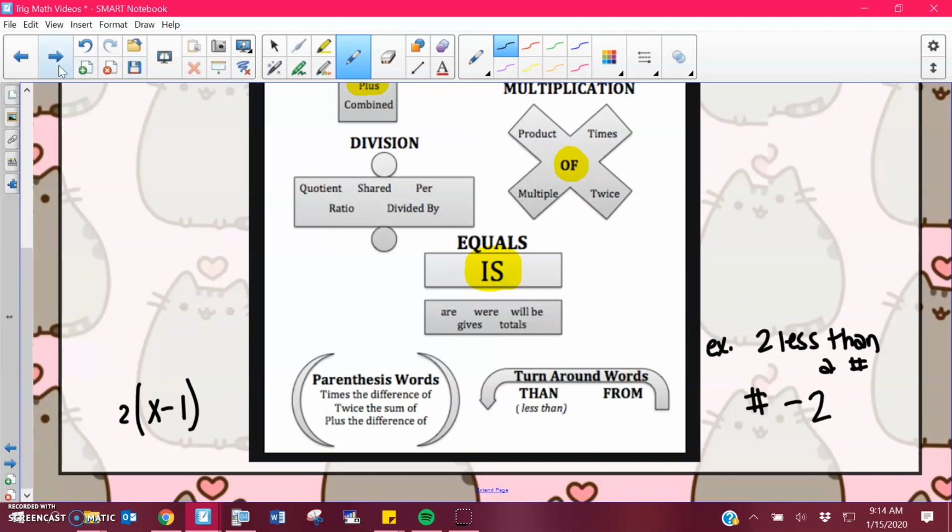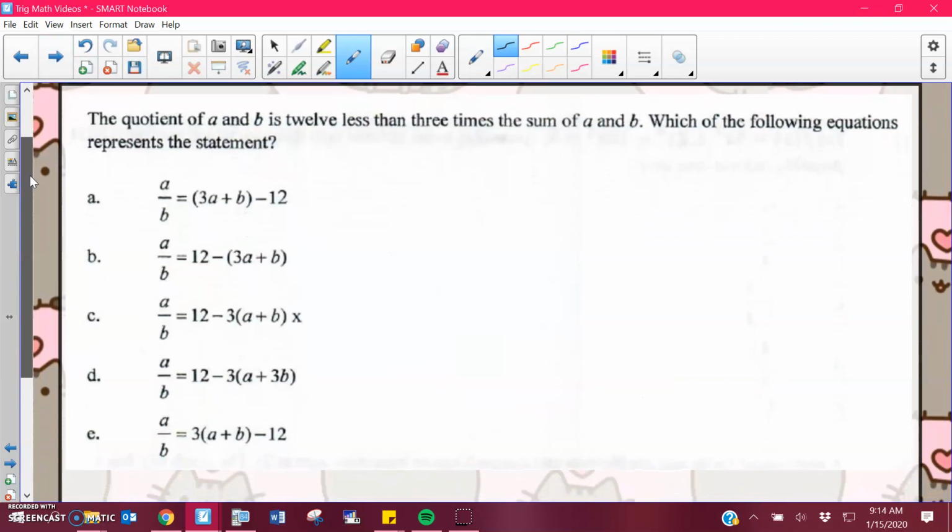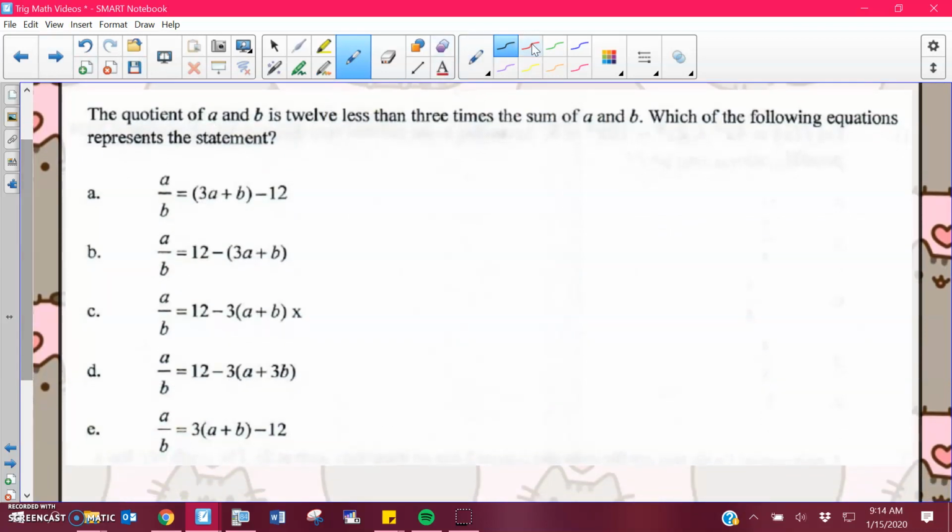Okay, so let's do a couple example problems. We have one that's just a flat out translating one. So there's a lot of different words going on in here, and you have to translate into the mathematical equation. So the quotient means divide. So we're going to take a divided by b, which another way to write that is to do the fraction bar. So the quotient of a and b is, here's your is, so that means here's my equal sign.